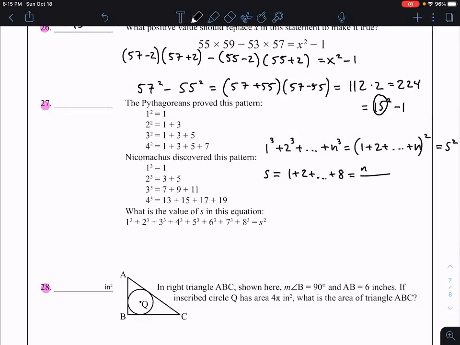If you have n terms, n times n plus 1 divided by 2, that's the formula. This is the formula to solve something like this, if you have a continuous sequence. So that is 9 times 8 divided by 2, which is 36. And that is our answer.